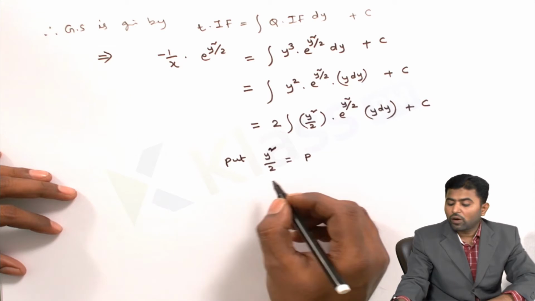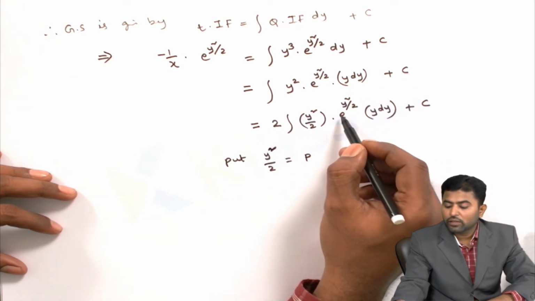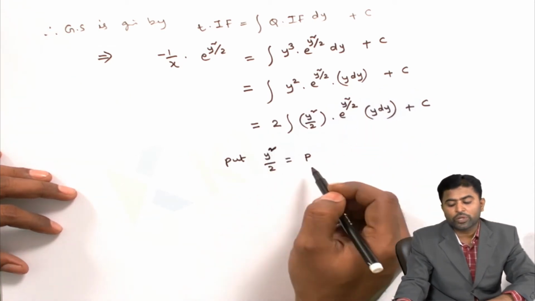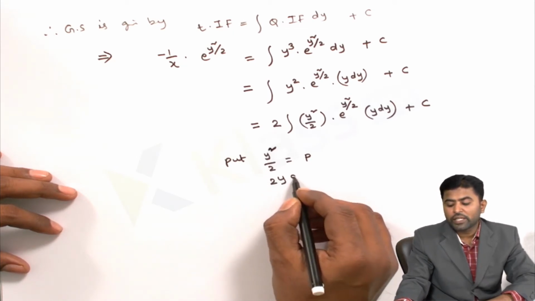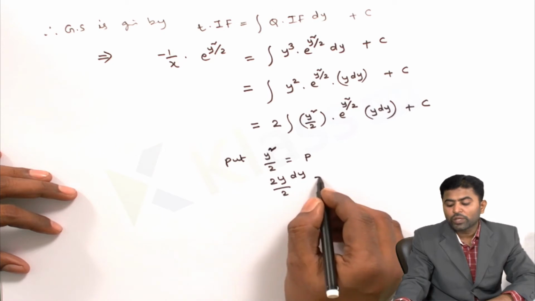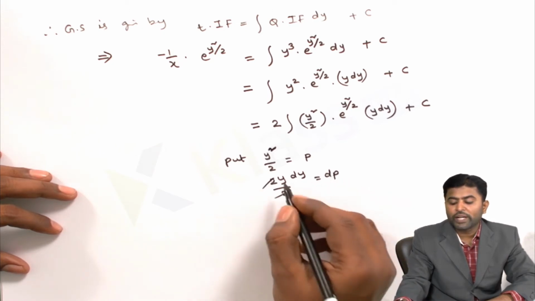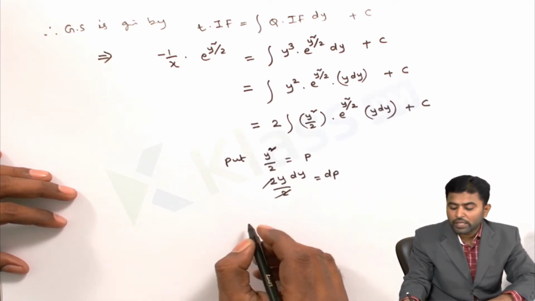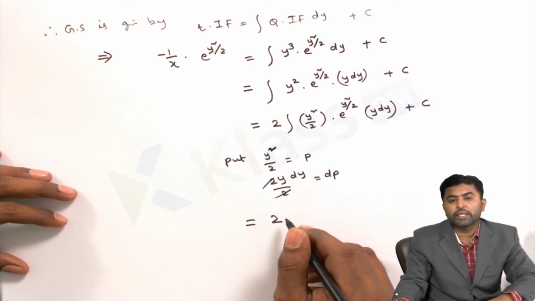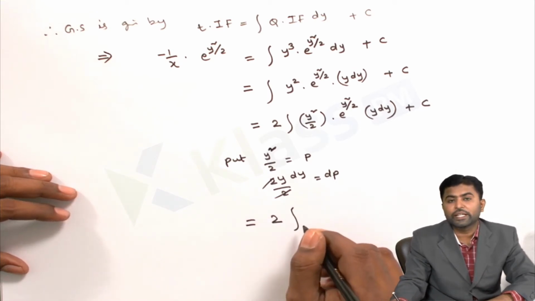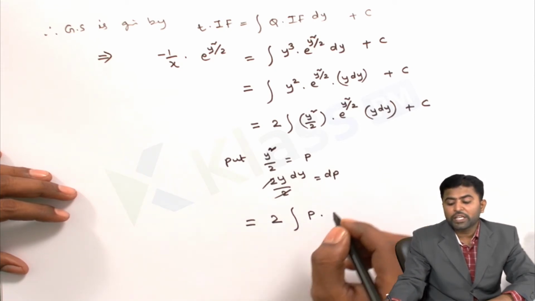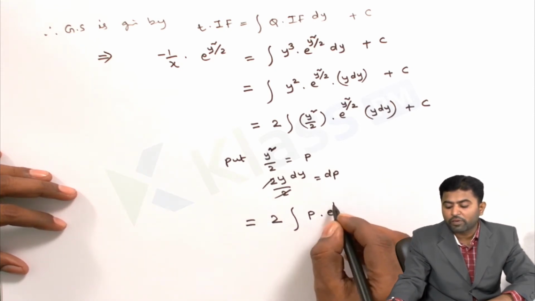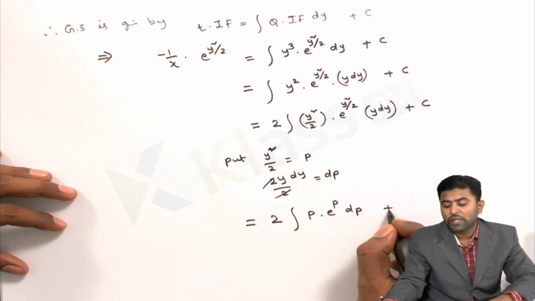Put y square by 2 equal to p. Then I can write 2y dy by 2 equal to dp, so y dy becomes dp. Then I can write the above integral as 2 times the integral of y square by 2, taken as p, and e power y square by 2, taken as e power p, into dp plus c.